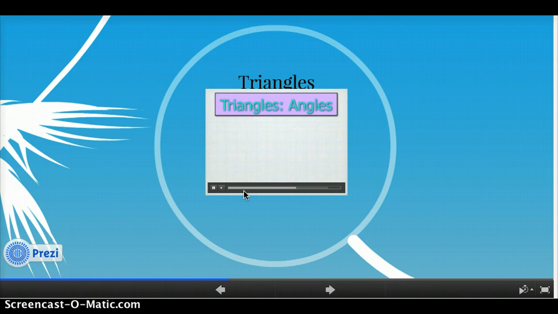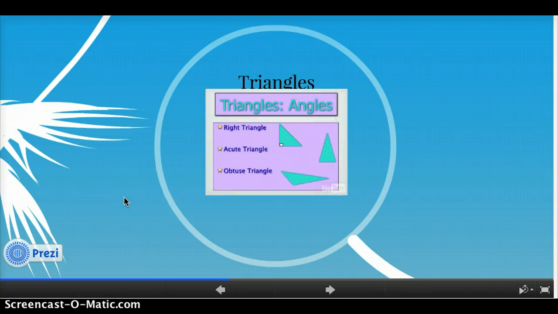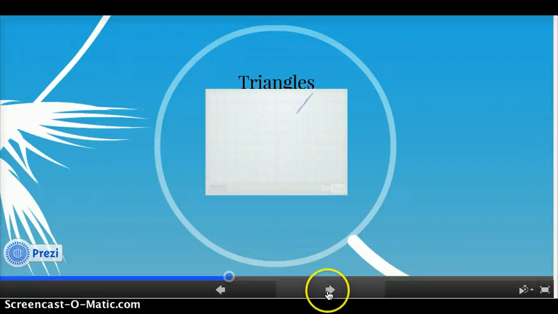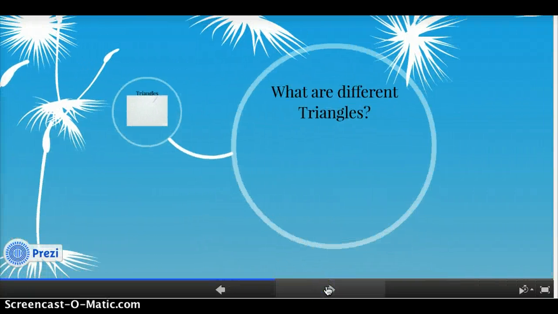If we look at the angles, remember this is a review from what we had the other day. So let's go through this really quickly. A right triangle would have a right angle. An acute triangle is going to have all three acute angles. And an obtuse triangle would have just one obtuse angle and two acute. All right, good job, guys.